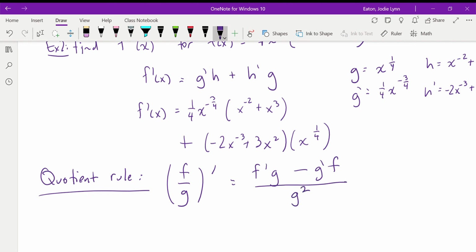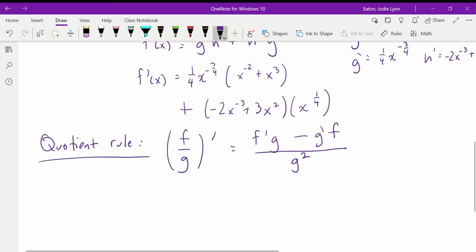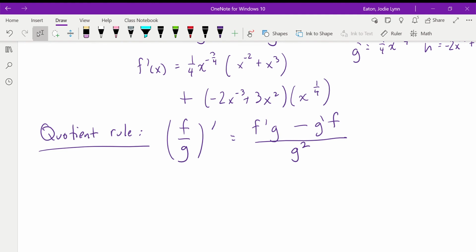So you notice in the product rule, the order didn't matter too much. It was the derivative of one times the function of the other plus the derivative of the other one times the function of the first. Here the order does matter, so it matters which one is in the numerator. So you're taking the derivative of the numerator divided by the denominator. So it's the derivative of the numerator times the function in the denominator minus the derivative of the denominator times the numerator, all over the denominator squared.